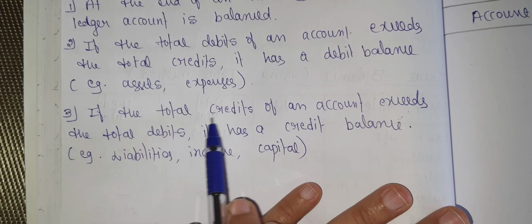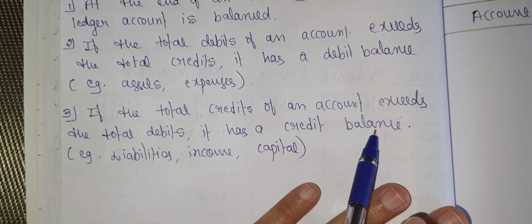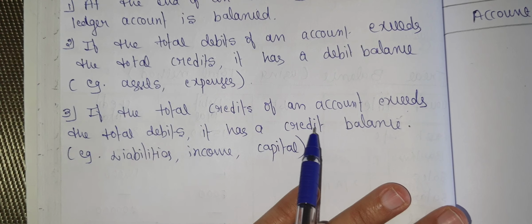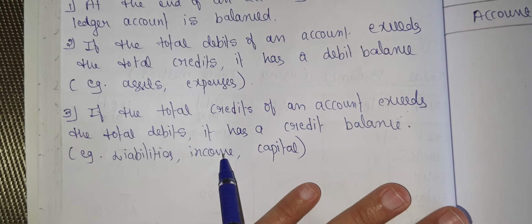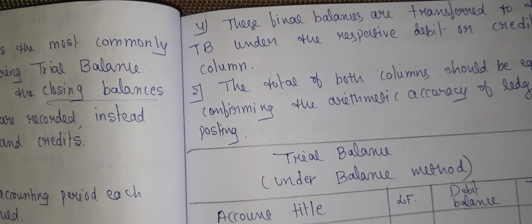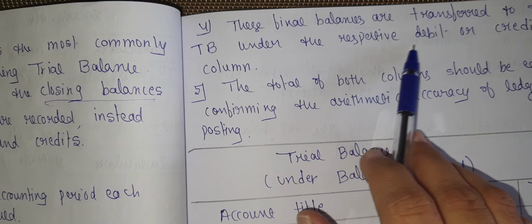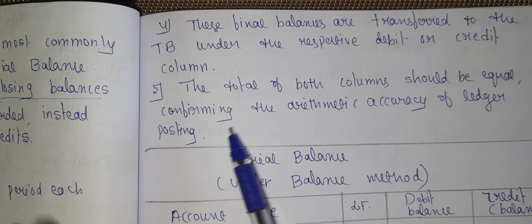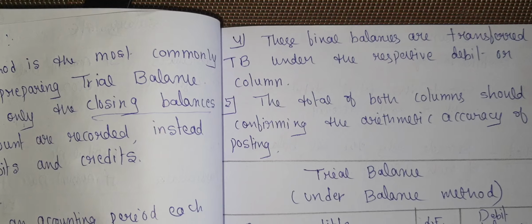And third, if the total credits of an account exceed the total debits, it has a credit balance. Credit balance means credits are more than debits, so we consider it a credit balance. In this, liabilities, income and capital will come. And the fourth point: these final balances are transferred to the trial balance under the respective debit or credit column. The total of both columns should be equal, confirming the arithmetic accuracy of ledger posting. This is about the balance method.